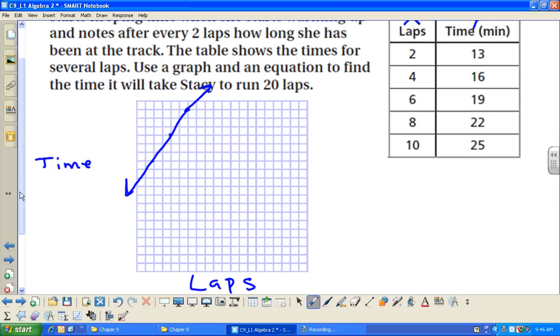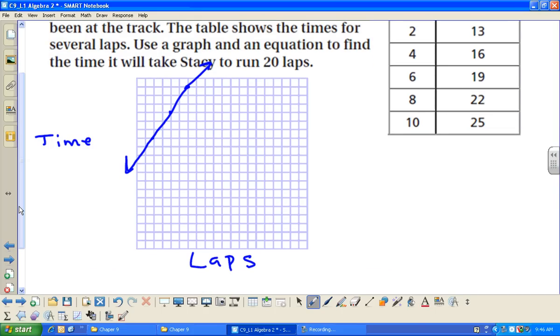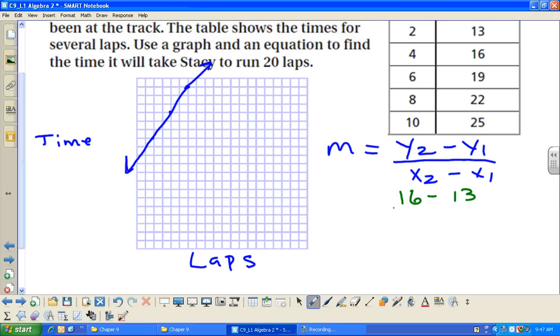So when I find my slope, slope is always my difference of y over my difference of x. So this would be 16 minus 13 over 4 minus 2, which will be equal to 3/2.